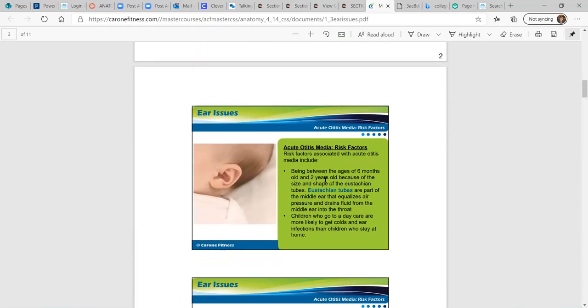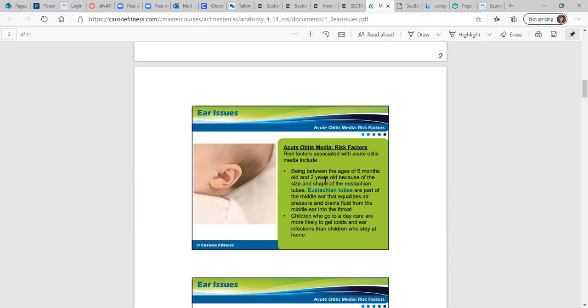Acute otitis media risk factors: being between 6 months old and 2 years old is a risk factor because of the size of your ear. Everything's so small that it can affect how often your ear gets infected. The Eustachian tubes are part of the middle ear that equalizes air pressure and drains fluid from the middle ear into the throat. And the size of that affects everything, especially in smaller children.